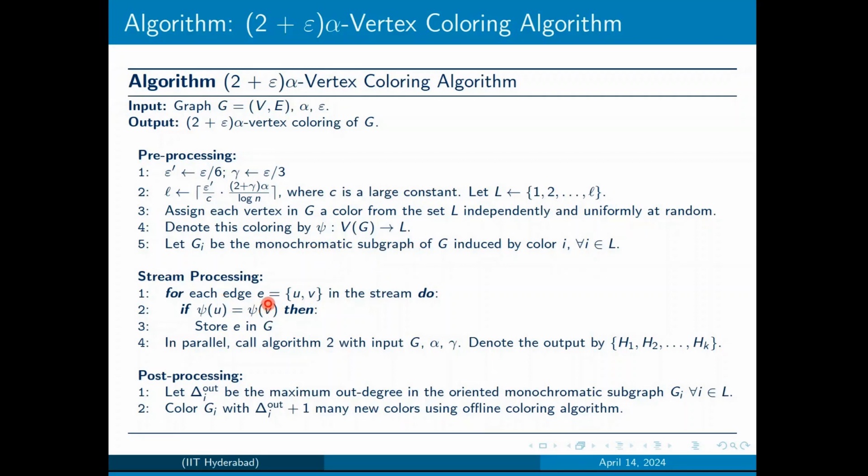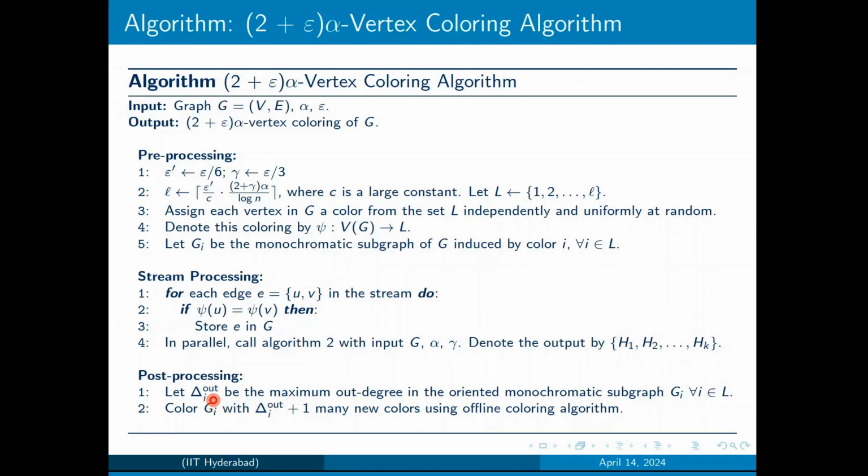Now let's say an edge is coming in the streaming mode. If both endpoints of that edge are colored the same, then we store that edge. Otherwise, we discard it. Why do we have to store those edges? Because, as I have said earlier, both endpoints of the edge are colored the same, and we have to give them different colors. After storing some edges, we will get another graph G dash, which is a subgraph of G. Now, in parallel, we will also call the partitioning algorithm to get all these partitions, which will tell us the orientation of the edges.